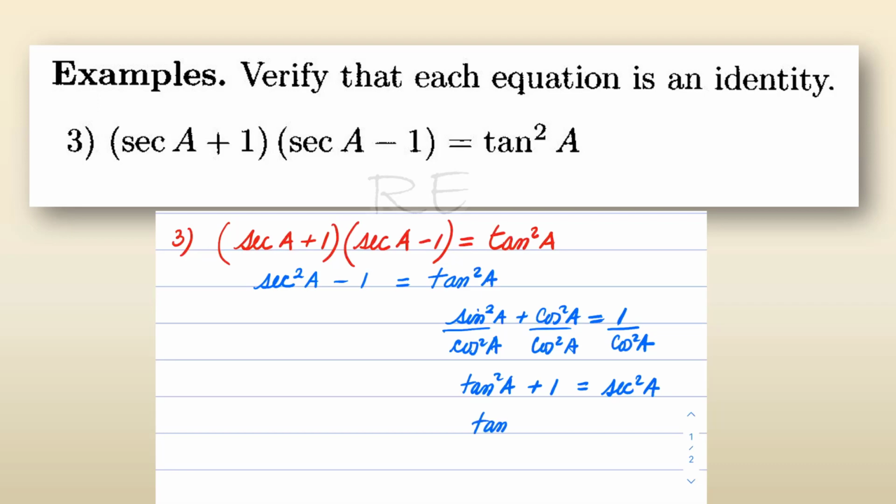Now we're just going to subtract 1 from both sides, and we get tan squared A is equal to secant squared A minus 1. Therefore, our conclusion will be tan squared A is equal to tan squared A.